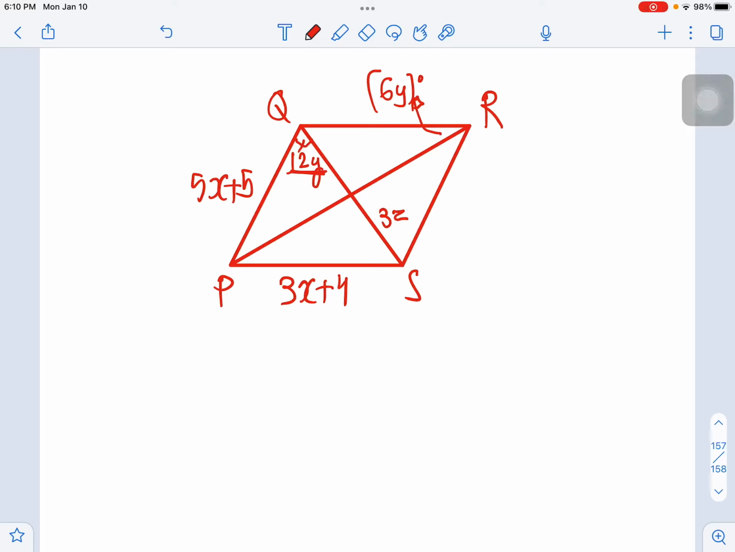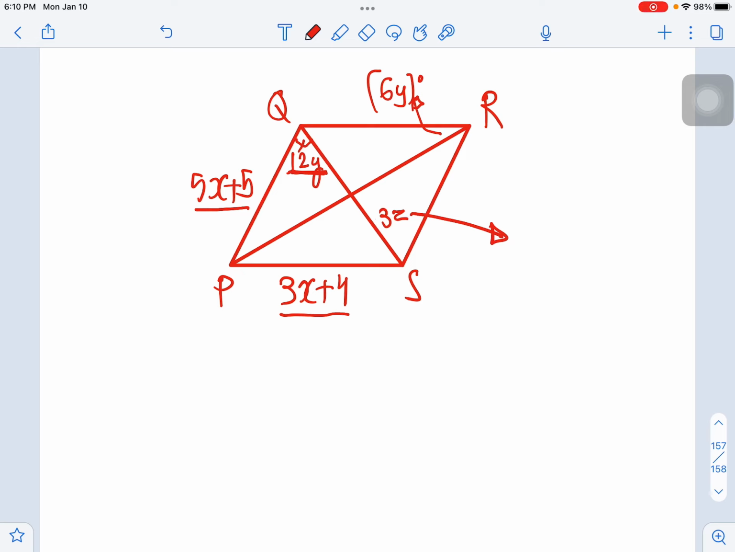Hi friends, we've got this rhombus PQRS and they've given you some of these dimensions, as you can see in the diagram. You've got one side which is given to be 5x plus 5, another side is given to be 3x plus 4, one of the identified angles is 12y and one more angle identified as 6y degrees. The question is to find the value for the variable z. Let's go about doing this.